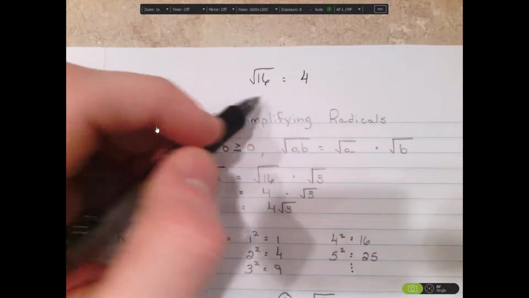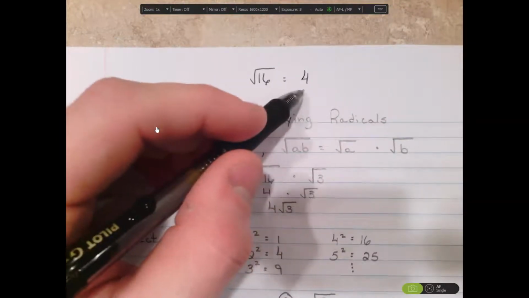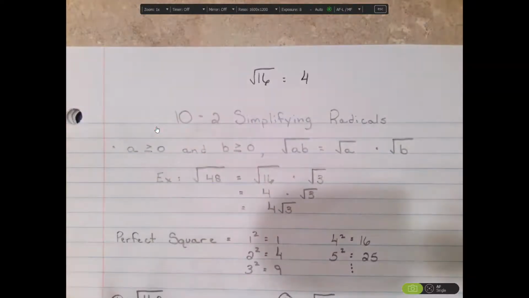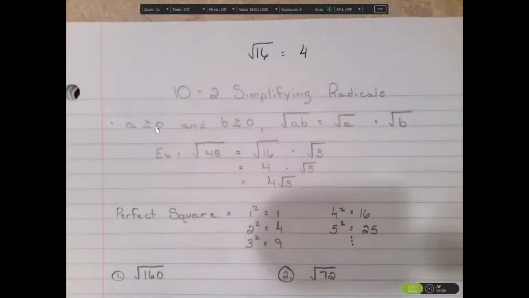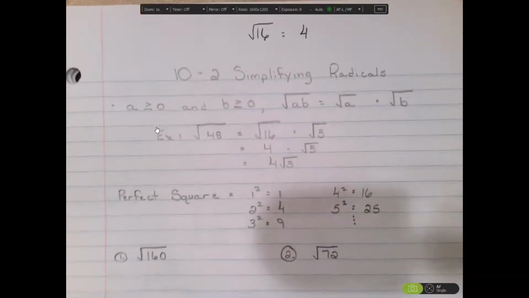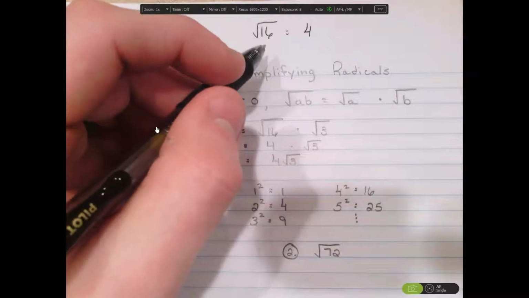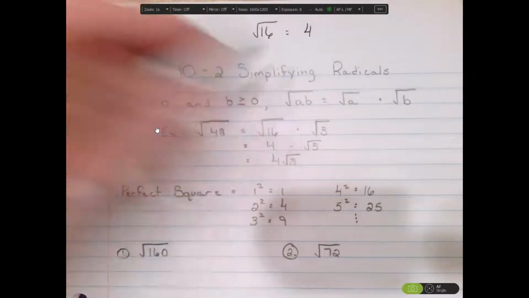So this is kind of the general idea that we're going to be working with today, working with radicals, numbers that when multiplied by themselves equal that number underneath the radical. So again, this would be read as taking the square root of 16.